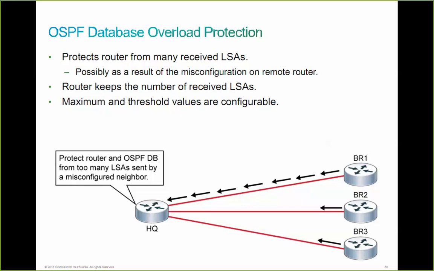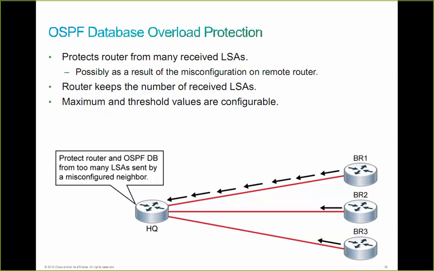All right? When you have other OSPF routers in the network, maybe they're misconfigured, maybe it's intentional, maybe it's not intentional, whatever. But the end result is they're generating a high volume of link state advertisements. This protection mechanism prevents routers from receiving too many LSAs, which would result in high CPU utilization and memory resource issues. Okay?